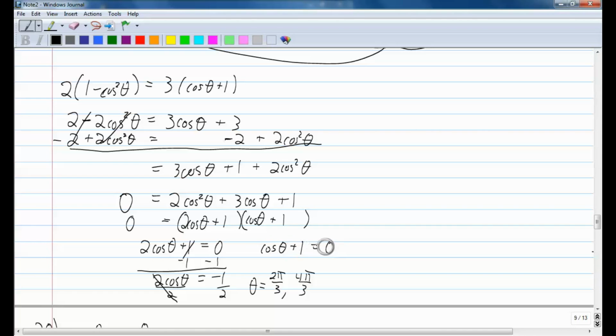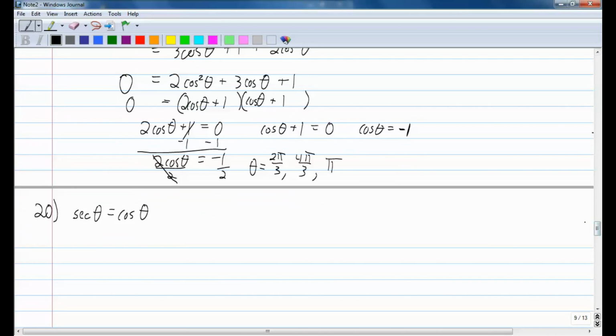Now we have this equation to solve. So if you move the 1 over, you'd have cosine theta equals -1. Well, cosine is equal to -1 only one time. That's a quadrantal angle. The cosine of pi is -1. So your third answer here is just pi. So those are the 3 answers. That's your solution set.